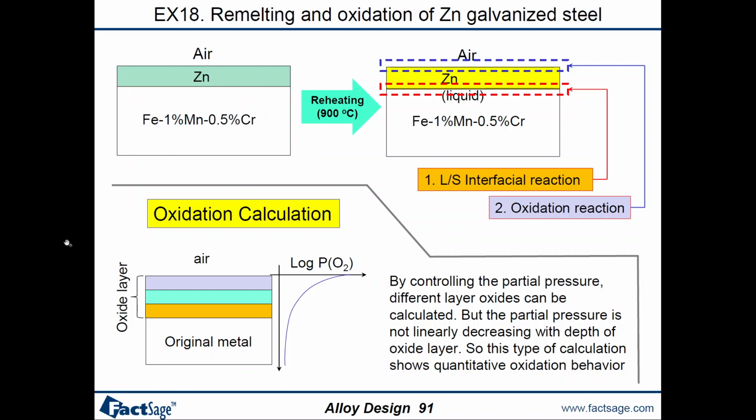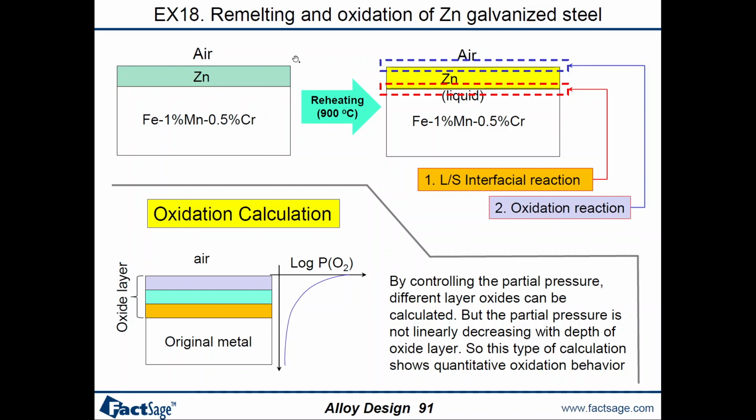Hello everyone. In this video tutorial, I'll demonstrate the phase formation prediction during remelting and oxidation of zinc galvanized steel using FactSage software. In industries, the manganese and chromium containing steels are galvanized by zinc, which is kept in atmospheric condition.